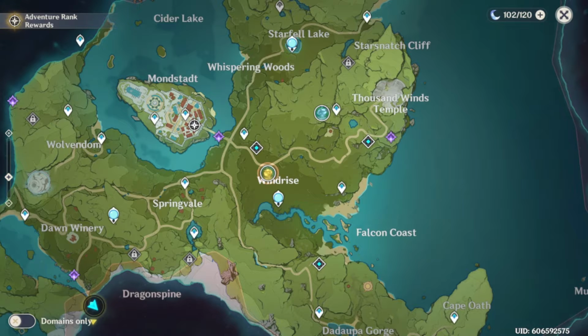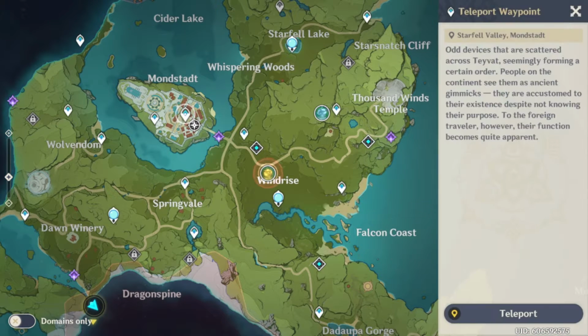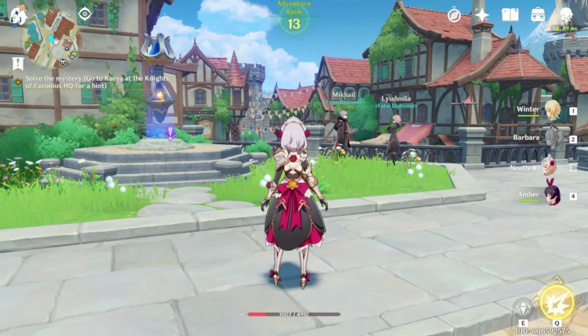Thousand Winds Temple. Why does that look like the dome from GTA? The Doomsday Dome, I think is what it's called.